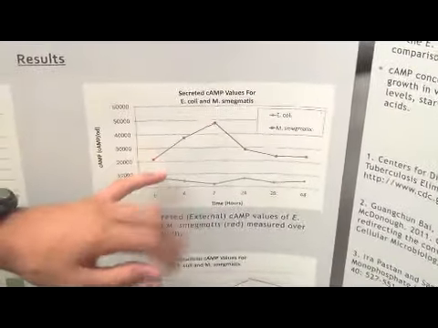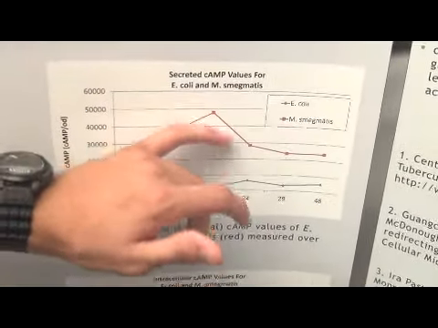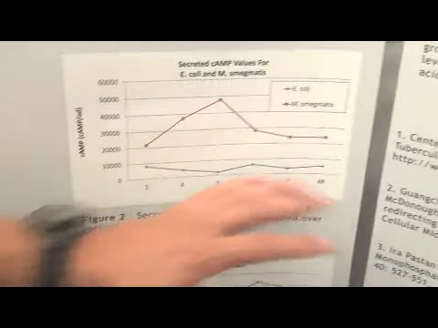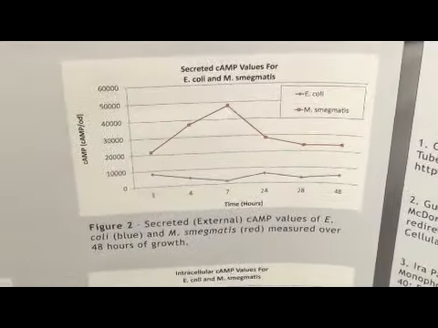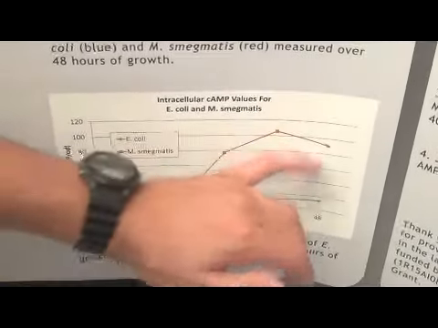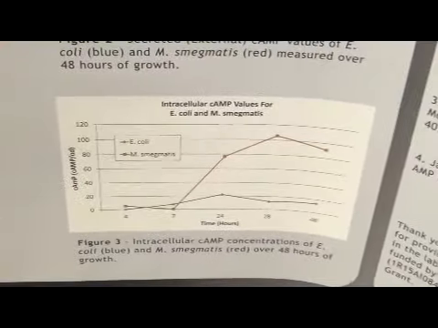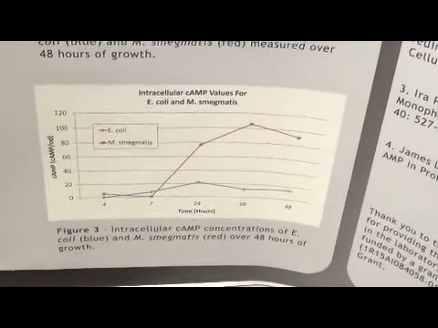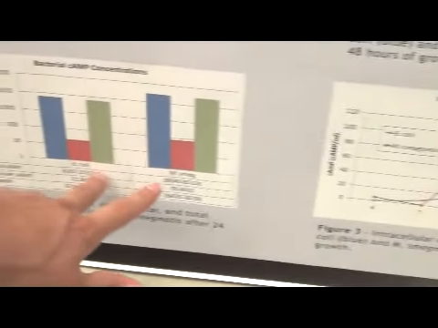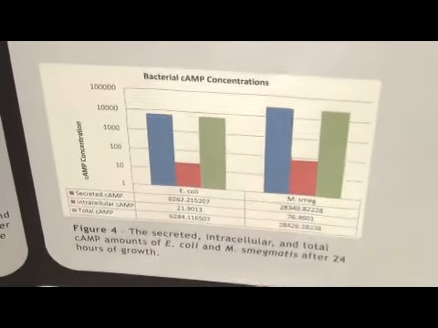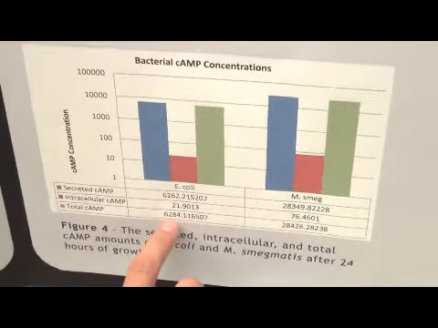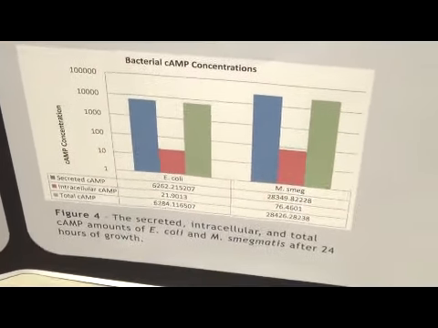Here you can see our secreted values. The Smegmonas, which is the red, has a much more defined growth and decline in its values. E. coli is a little bit more just varying, nothing in particular. And again, in the intracellular, you can see the Smeg has a much more defined growth and decline in the intracellular cAMP. Here we've actually got the cAMP concentrations. You can see here that the Smeg is about 4.5 times more than the E. coli in the cAMP concentrations.